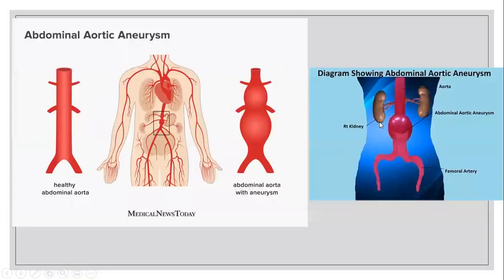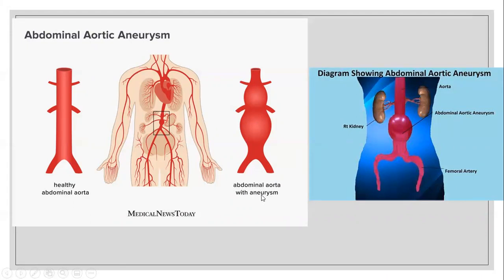So this is the picture we can see, right? It is a normal abdominal aorta, a healthy abdominal aorta. In this picture, we can see the abdominal aorta. This is the thoracic part of the aorta. Then aortic bifurcation occurs. If there is any pathology, the aortic wall is weaker, so it easily bulges outside. So this is the abdominal aorta with aneurysm.